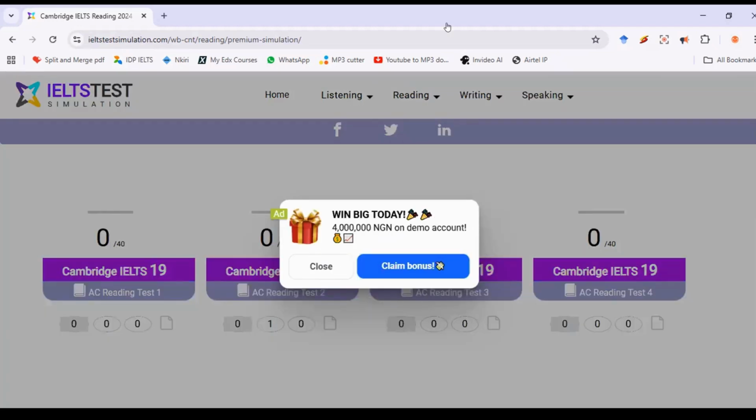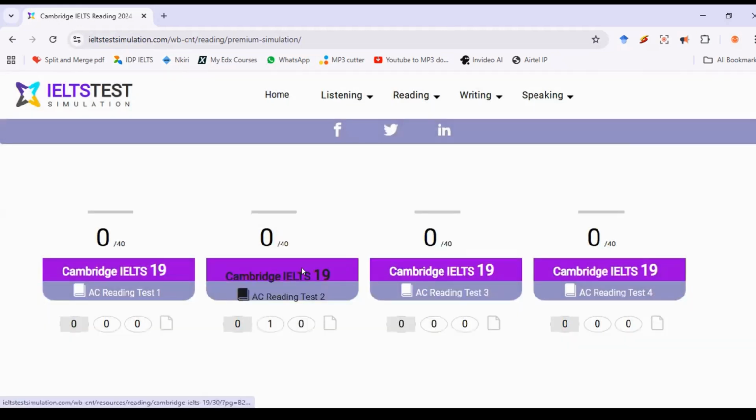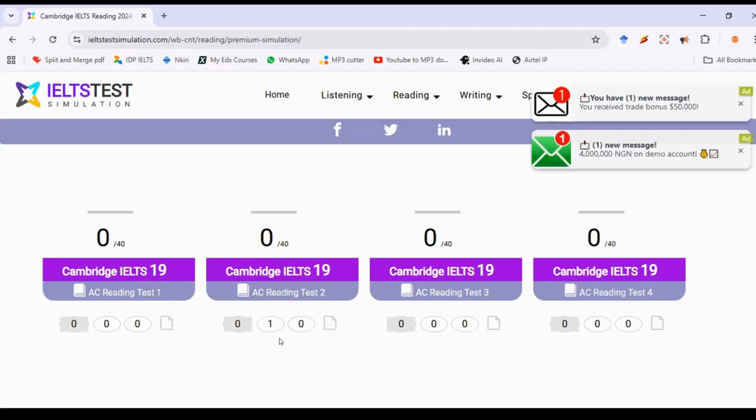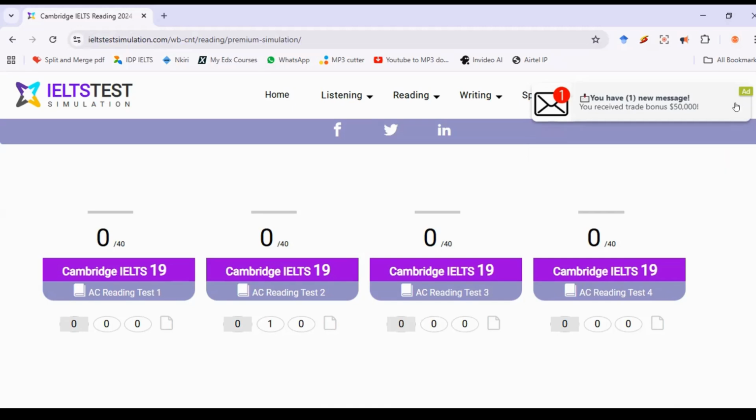Anytime adverts pop up while you are practicing with this website, just click on close. Plenty of adverts will pop up, almost to the point of frustrating somebody. But it's a free website. So that's how the owner generates money for what he has done for us. You have to close all the adverts before you can do any test. If you don't close the advert, you won't be able to do any test.